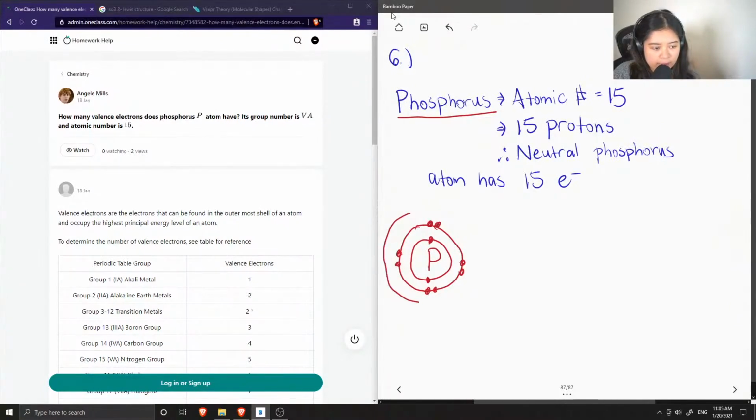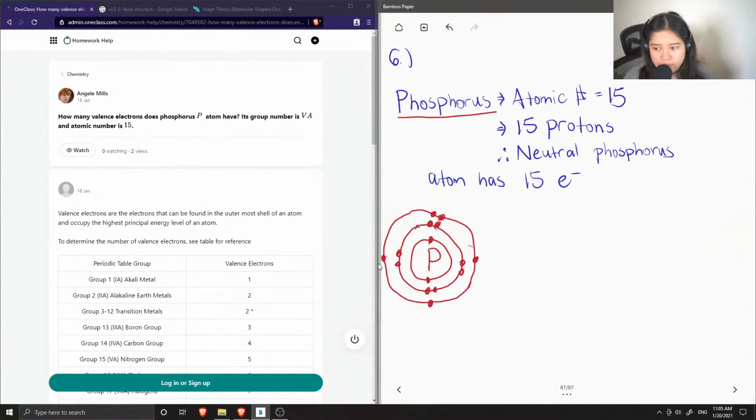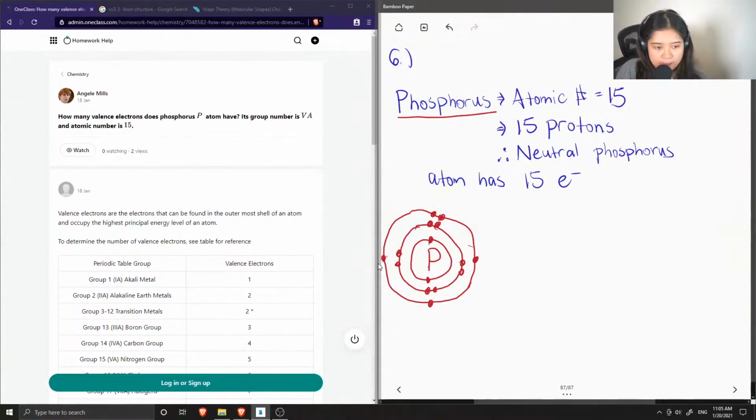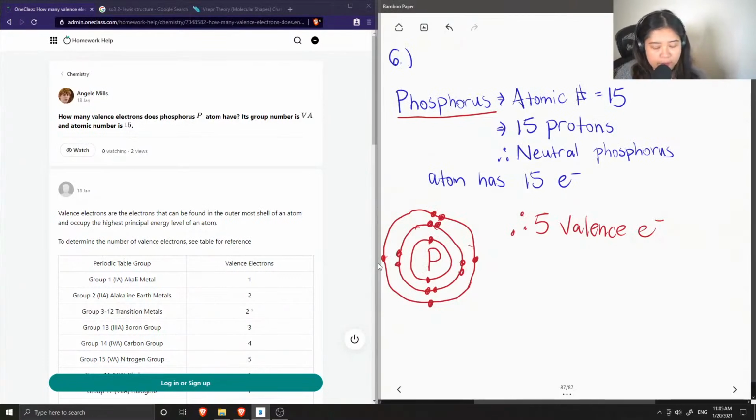So we need to have another shell. And we can draw 5 more electrons. Okay, so this is a phosphorus atom. And therefore, we have 5 valence electrons. So the valence electrons, these are the electrons that are found in the outermost shell. And in the case of phosphorus, it is these 5 right here.